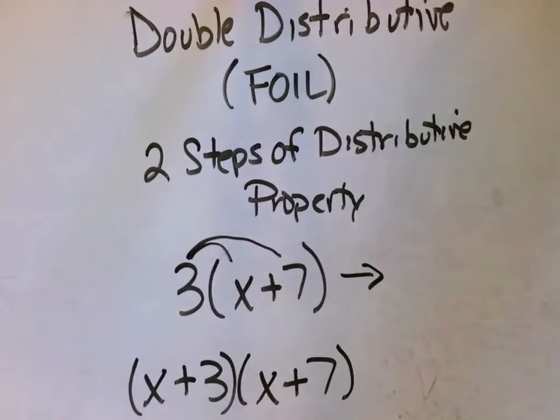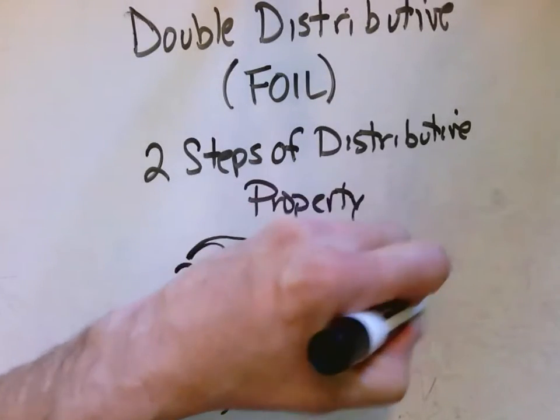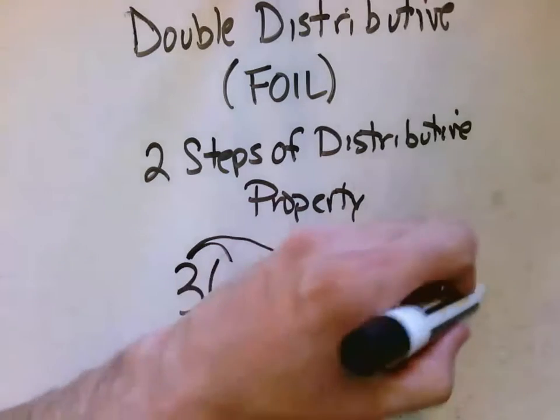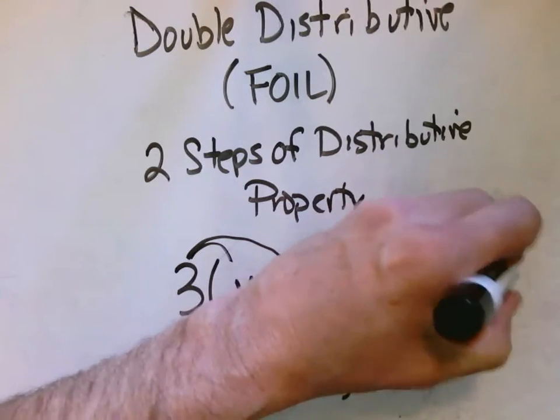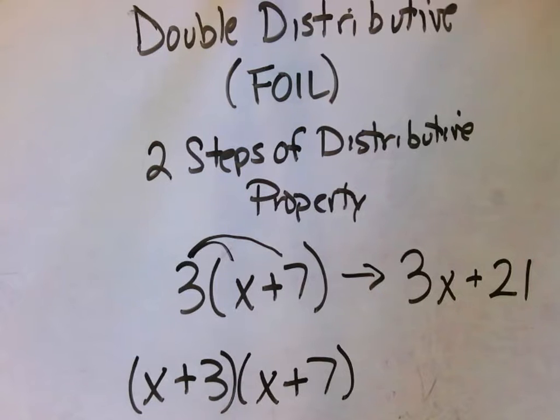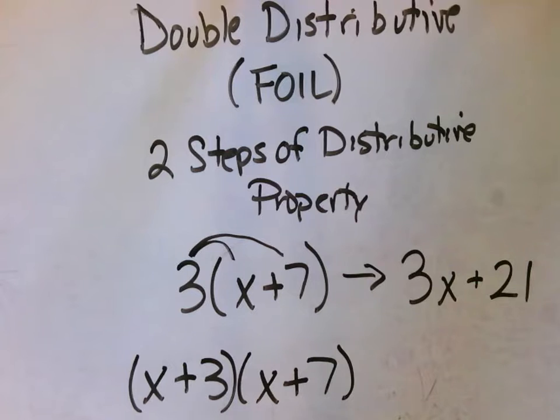So 3 times (x + 7), if you remember, 3 times x is 3x. 3 times positive 7 is a positive 21. So that was a single distributive that we did on, I think, Thursday of last week. Today we're going to talk about double distributive. And double distributive is where we just really do two sets of distributive property.